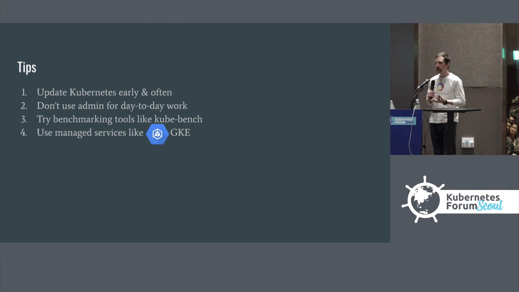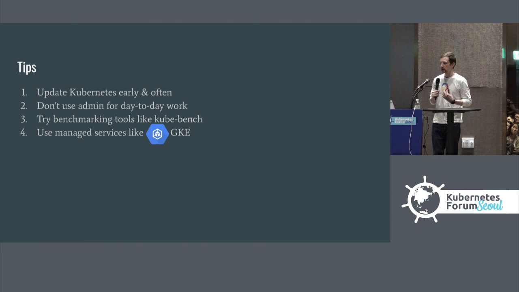Don't use admin privileges for everything in your cluster. Use admin to deploy applications only from your CI/CD, say your Jenkins or your deployment server. Don't use admin from your, say, laptop, because if you lose your laptop, you don't want somebody to be able to access your Kubernetes cluster and use admin privileges.